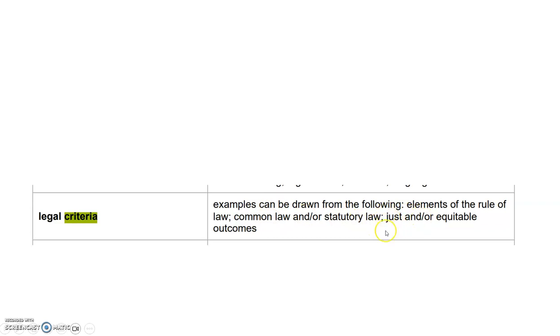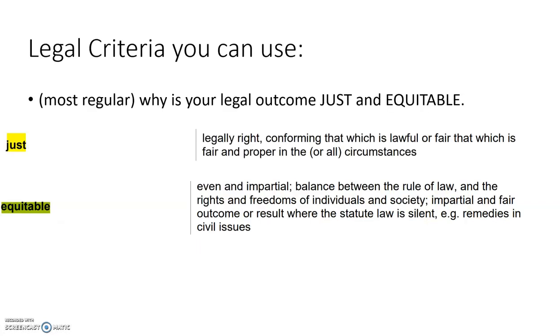And the one that we use most often, I think, is just and equitable outcomes. I think just and equitable outcomes are the most common. Sometimes you can use elements of the rule of law. So let's use just and equitable outcomes this time. Just means it's legally right. It's lawful or fair. That's what just means: legally right, lawful or fair. And equitable means even and impartial.